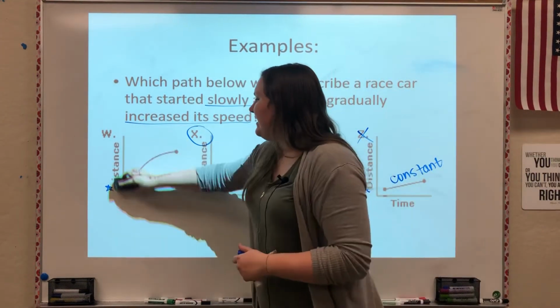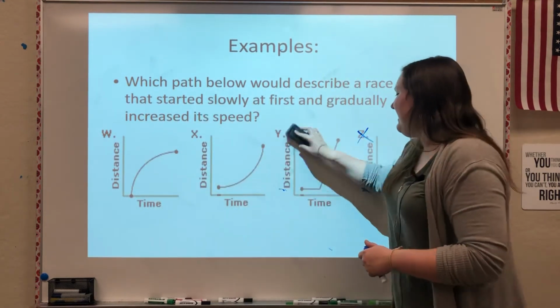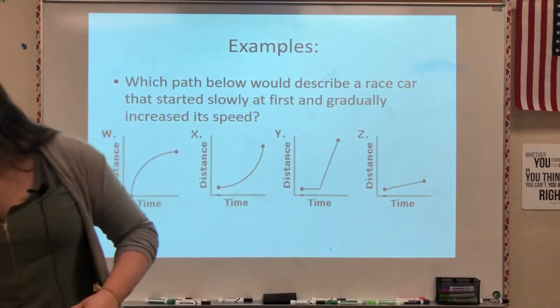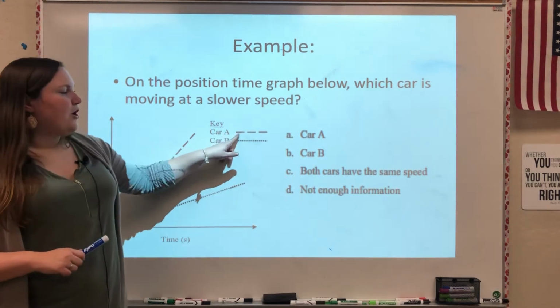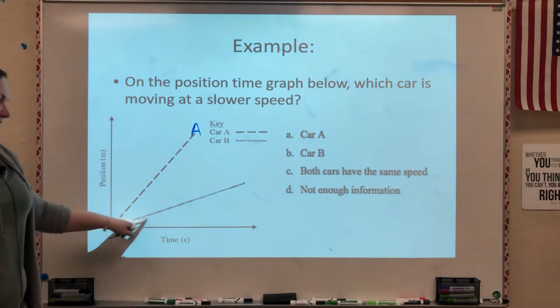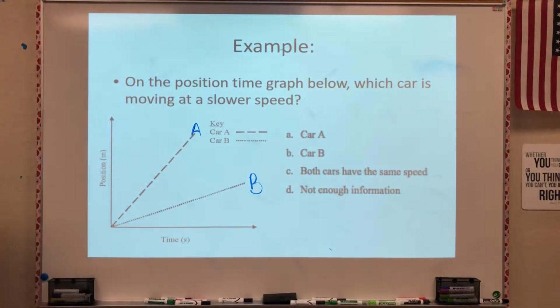There is one last one. The last question I've got for my examples is, on the position time graph below, which car is moving at a slower speed? There's a key for us. It says these longer dashed lines are going to be car A, and then the little dotted line is going to be car B. What do you think? Which one is moving at a slower speed?